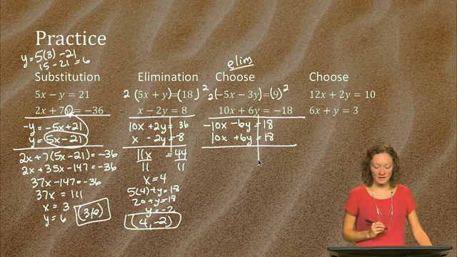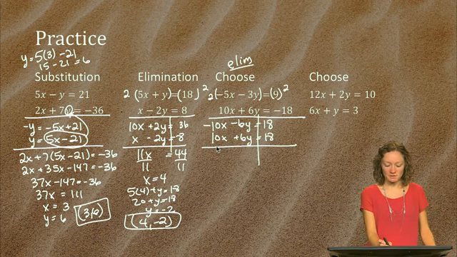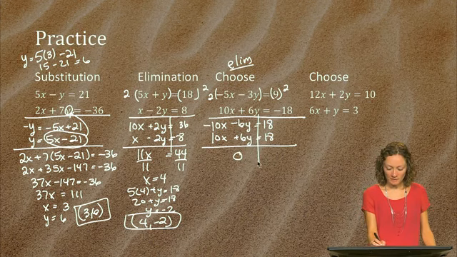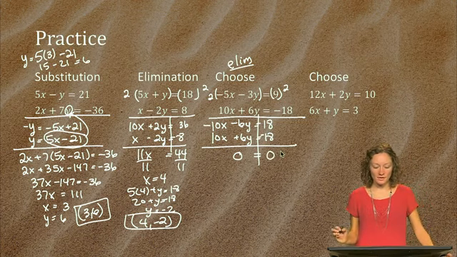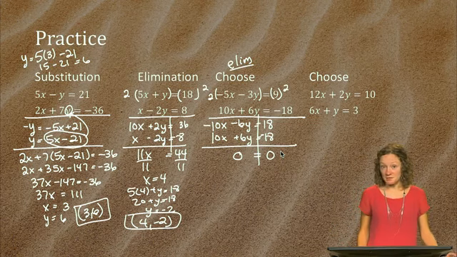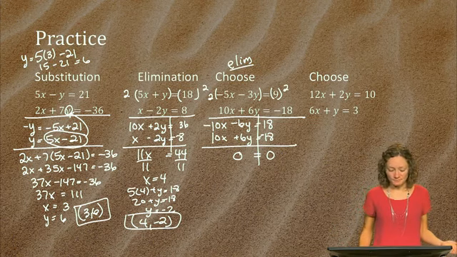Then vertically add, negative 10x plus 10x gone, negative 6y plus 6y gone, so I have nothing, equals, this is a negative, 18 minus 18, gone. I have 0 equals 0. This is possible. What do you think it means?